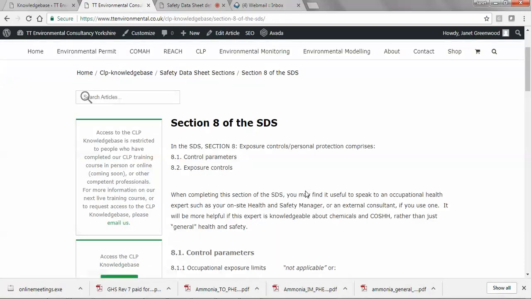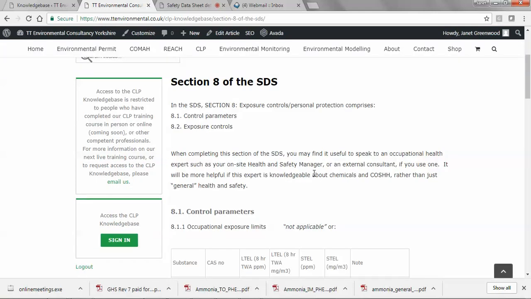Section 8 of the SDS is about exposure controls and personal protection, control parameters and exposure controls. This is where your on-site health and safety manager is absolutely essential, or an external health and safety consultant if you use them. It's very helpful if your health and safety person is an expert in COSHH rather than just general health and safety, as I've mentioned earlier.